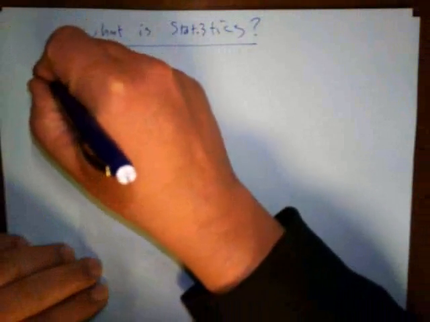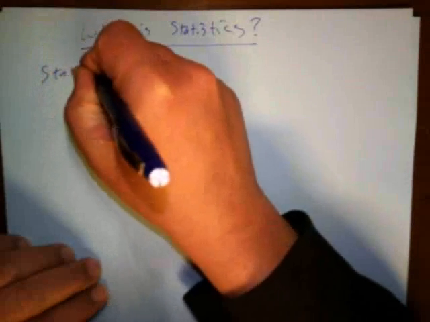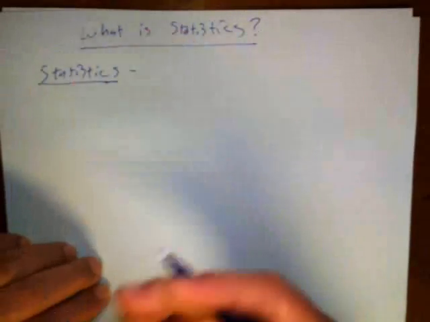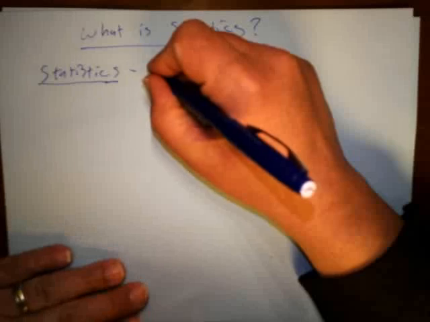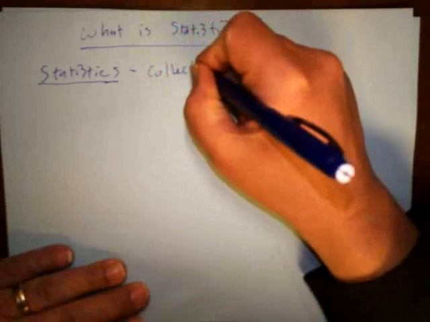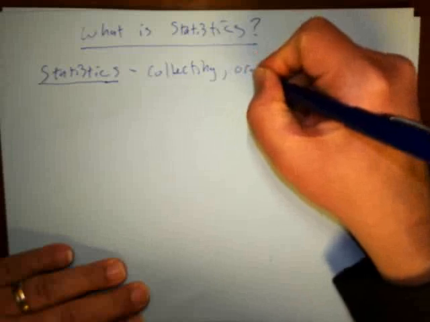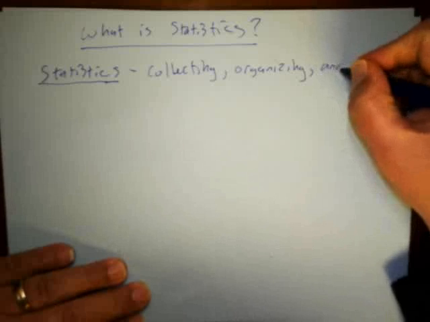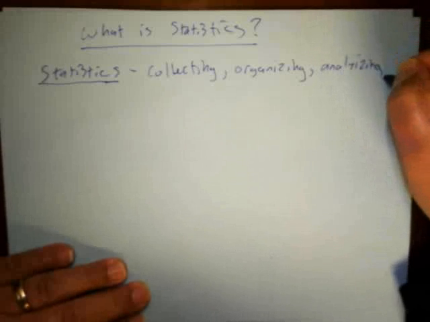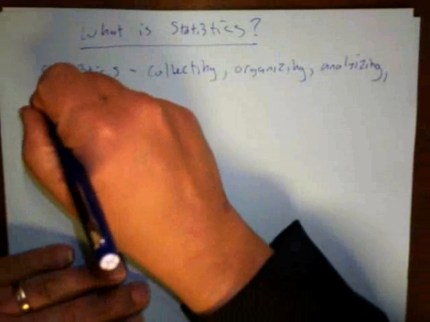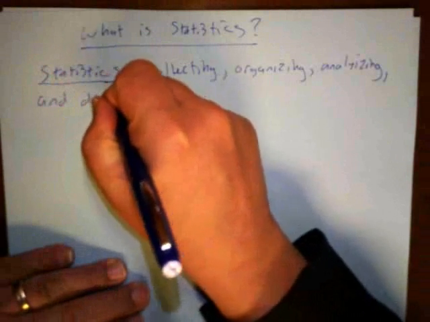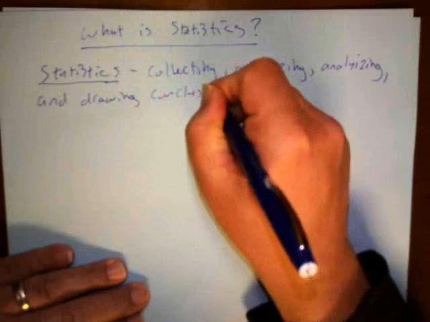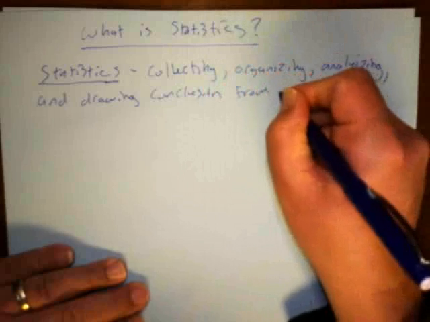So let me give you a definition here. A good way to define statistics, how I usually do it: statistics is the science or the math of collecting, organizing, analyzing, and drawing conclusions from data.